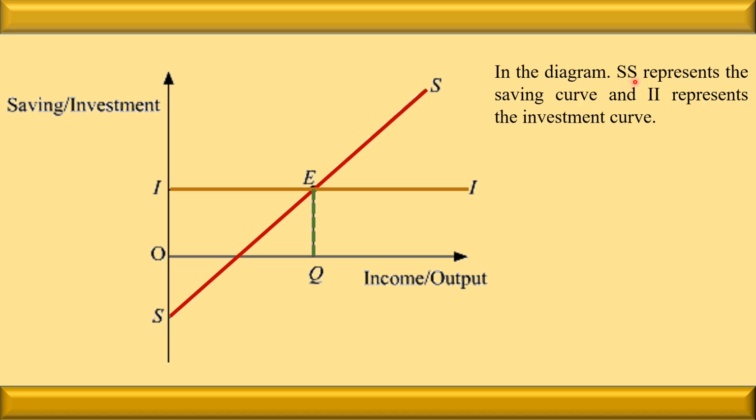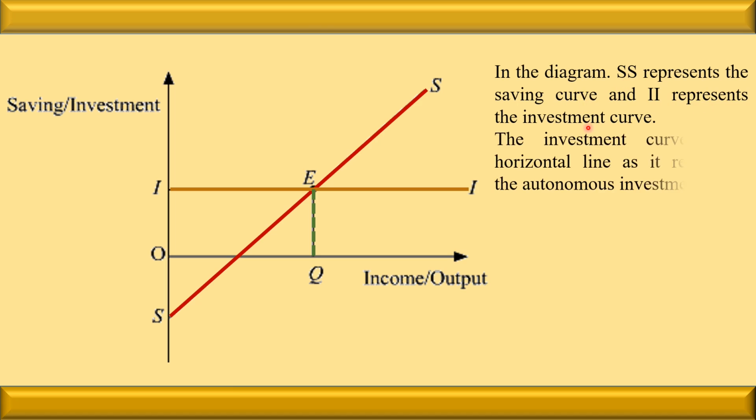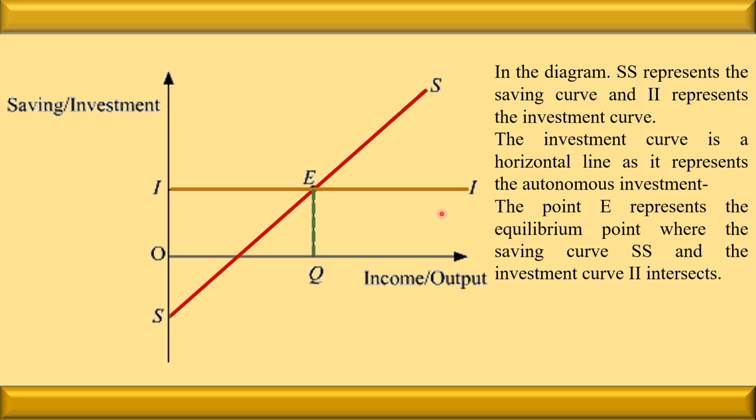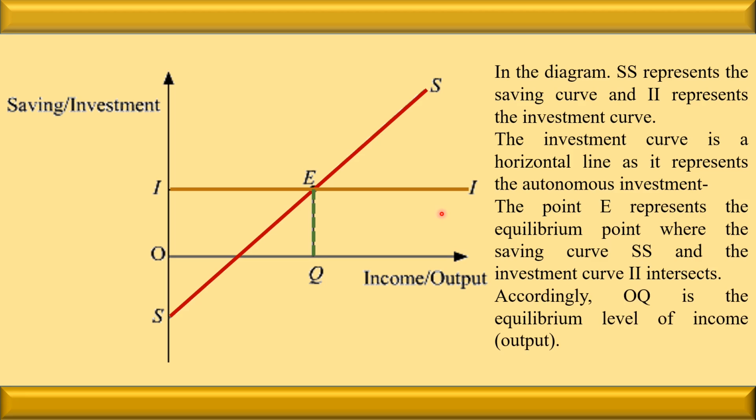In this diagram, SS represents the saving curve and II represents the investment curve. The investment curve is a horizontal line that we can see, as it represents the autonomous investment. The point E represents the equilibrium point where the saving curve SS and the investment curve II intersect. Accordingly, OQ is the equilibrium level of income output. So what is the equilibrium level? OQ.